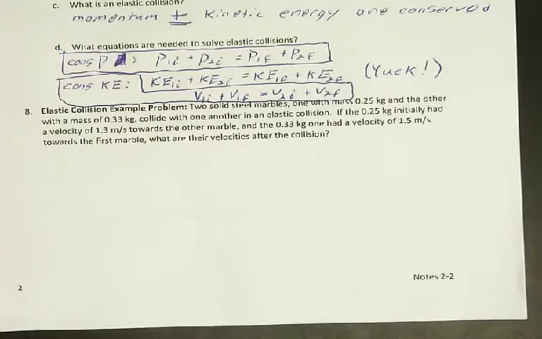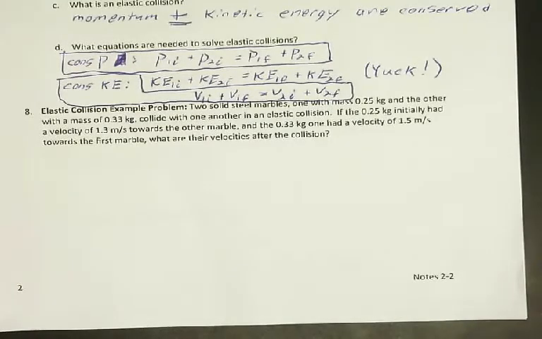Two marbles, one with a mass of 0.25 kilograms and the other with a mass of 0.33 kilograms, collide with one another in an elastic collision. If the 0.25 kilogram marble initially had a velocity of 1.3 meters per second towards the other marble, and the 0.33 kilogram marble had a velocity of 1.5 towards the first, what are their velocities after the collision?